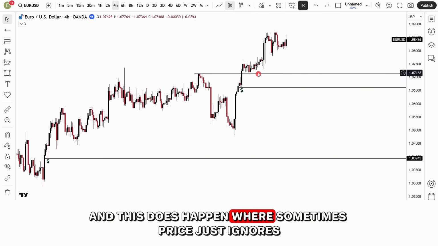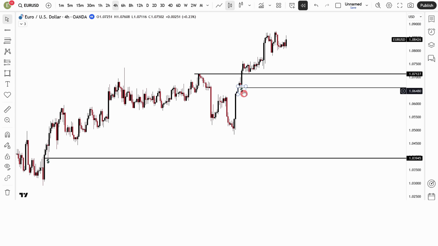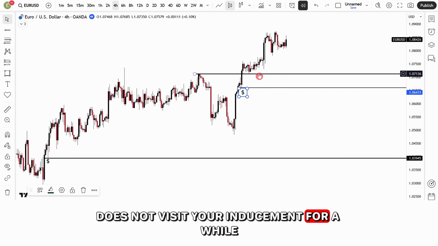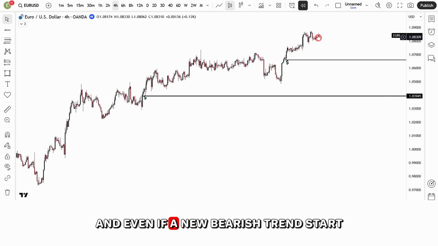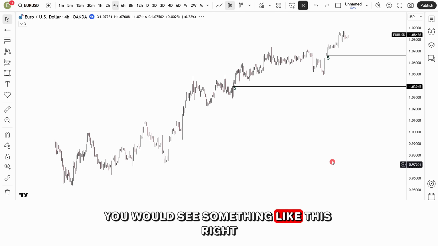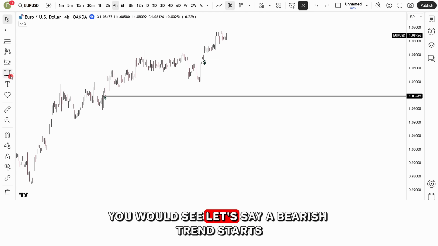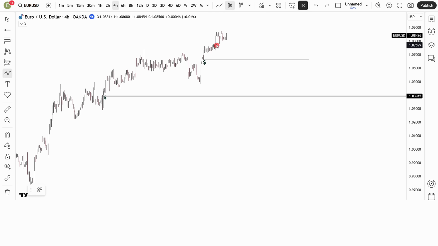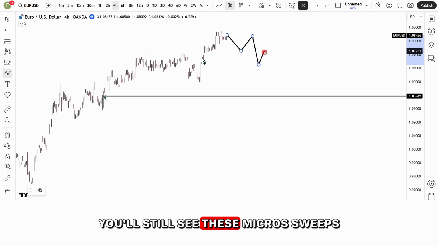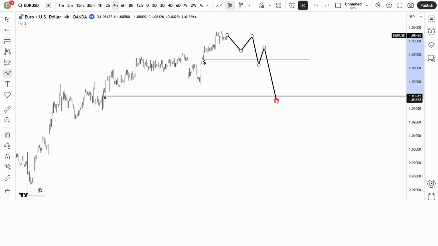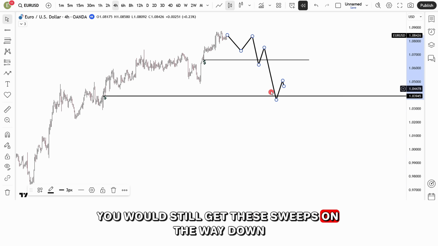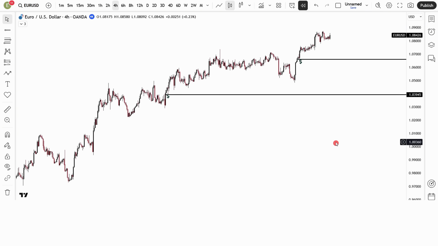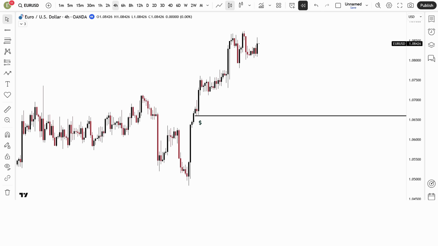And this does happen where sometimes price just ignores, does not visit your inducement for a while, but eventually price will come visit these levels. And even if a new bearish trend starts, you would see something like this, right? A whole new bearish trend, you'll still see these sweeps. Even if price doesn't shoot up all the way, you would still get these sweeps on the way down. That's just how it's priced in.